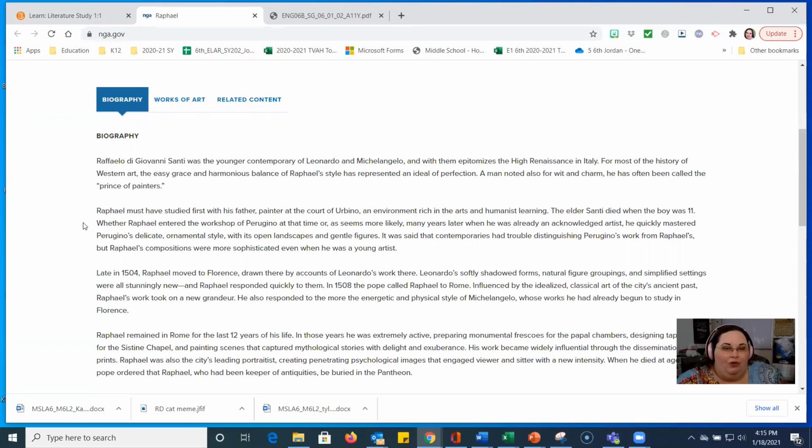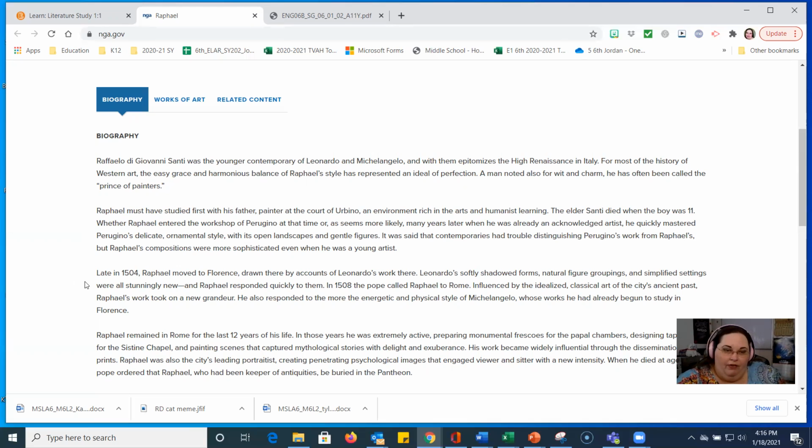Raphael must have studied first with his father, painter of the court in Urbino, an environment rich in the arts and humanistic learning. The elder Santi died when the boy was 11. Whether Raphael entered the workshop of Perugino at that time, or as seems more likely, many years later, when he was already an acknowledged artist, he quickly mastered Perugino's delicate ornamental style and its open landscapes and gentle figures. It was said that contemporaries had trouble distinguishing Perugino's work from Raphael's, but Raphael's compositions were more sophisticated even when he was a young artist.